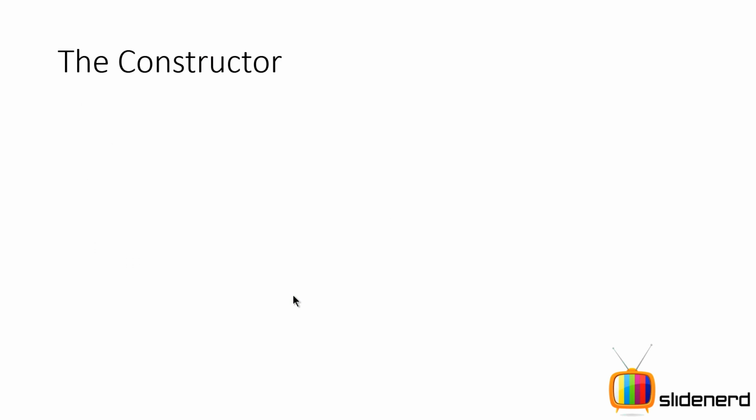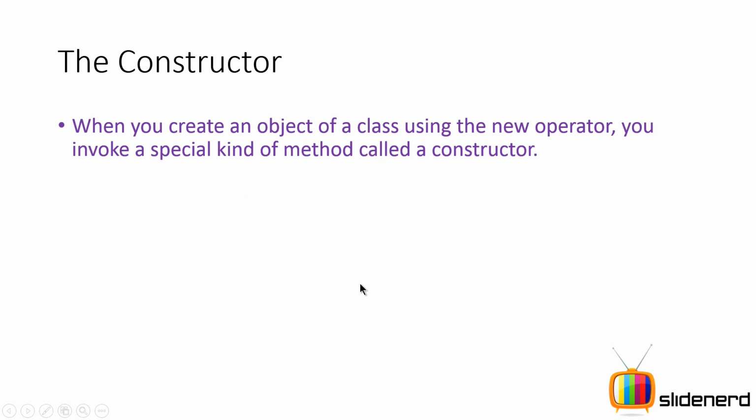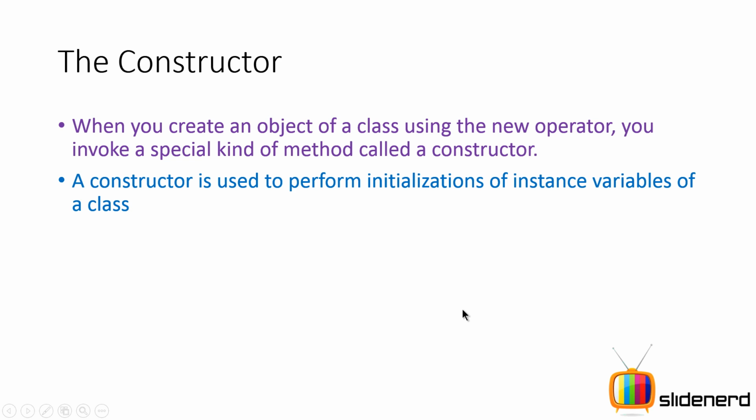So let's get started. First thing we're going to discuss is what is the constructor. When you create an object of a class using the new operator, it is that time and only that time when you call a special method called the constructor. Now this constructor's only work is to give some values to the instance variables that are inside the class. If you are not sure what instance variables are, please check the previous video out where we have talked about the different types of variables in Java.